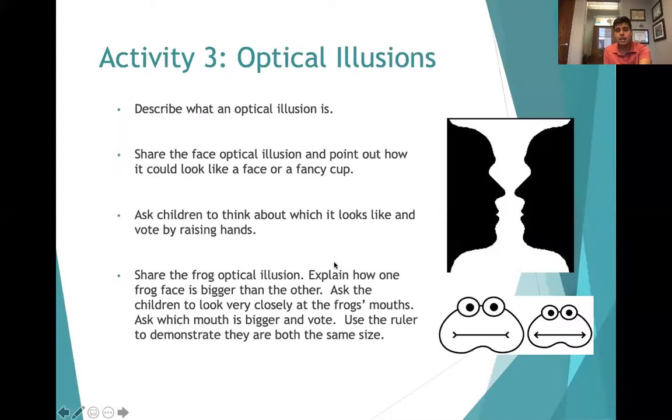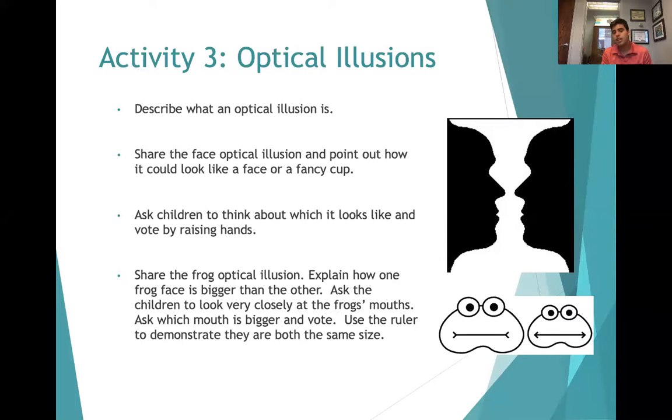And so that is the third book read. And then after that third book read, there is one more activity, which is the Optical Illusions. So when you get into this activity, you'll definitely want to describe what optical illusion is, since that is a big word. You'll want to share, there's two different optical illusions. And the pictures of them are on the PowerPoint right now. There's a face cup one and the frog one.